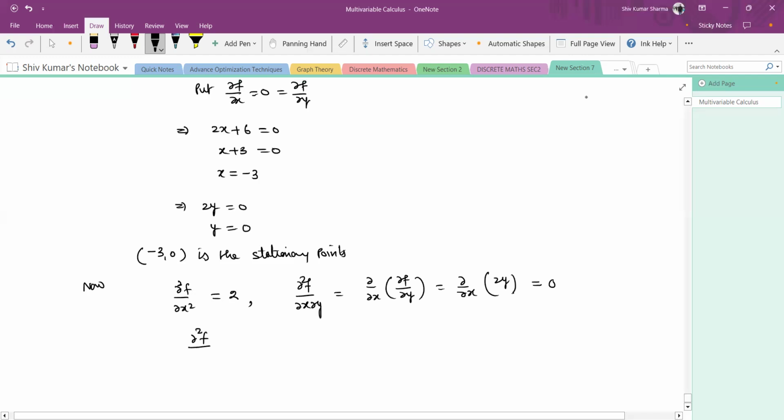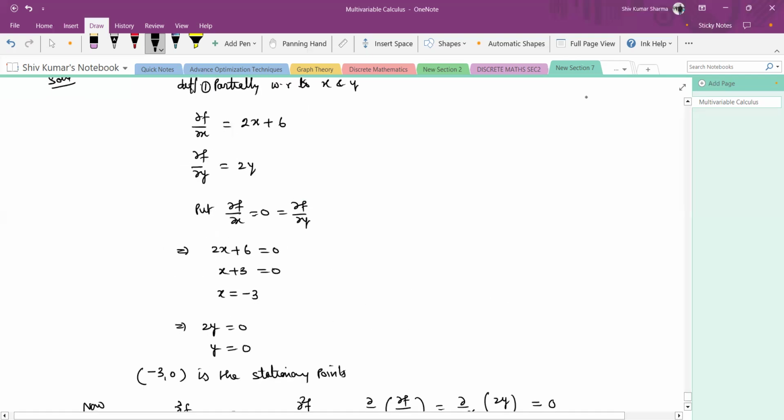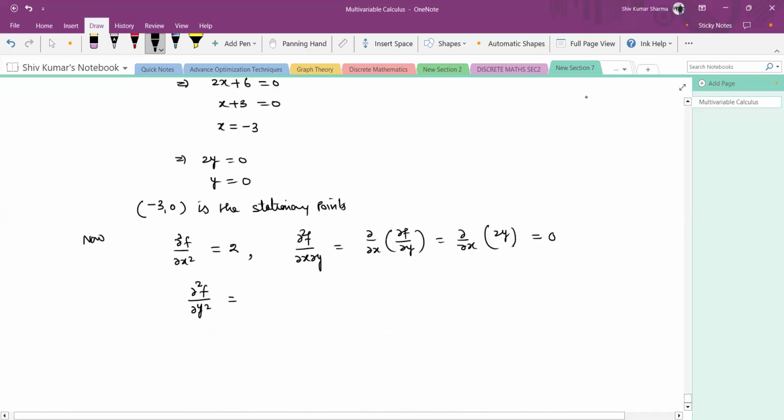Last, we will calculate del square f upon del y square. Del f upon del y is equal to 2y, so del square f upon del y square is equal to 2. Now we have all values.